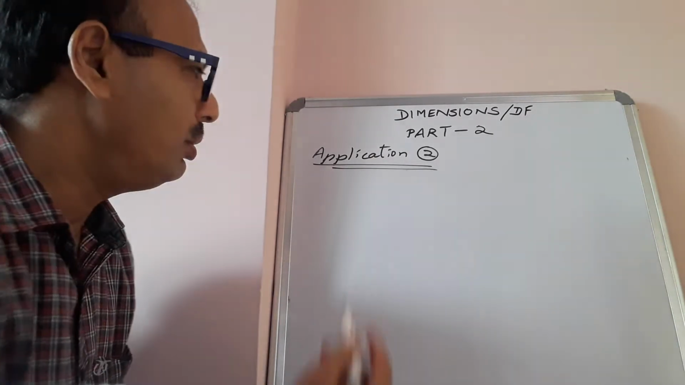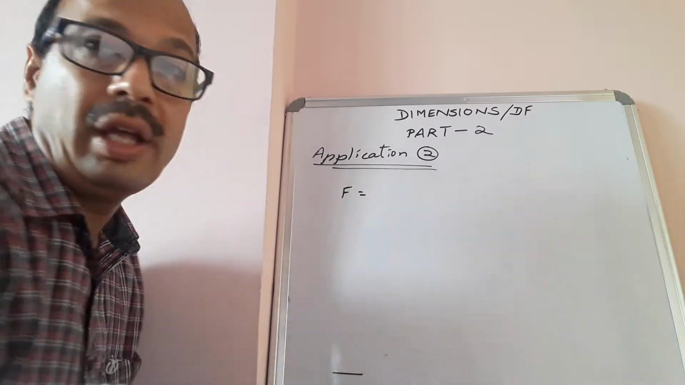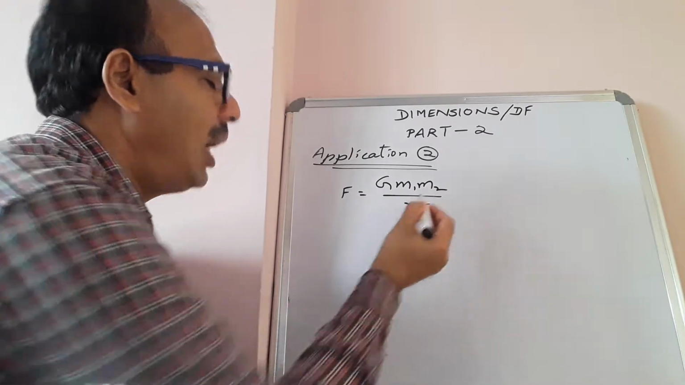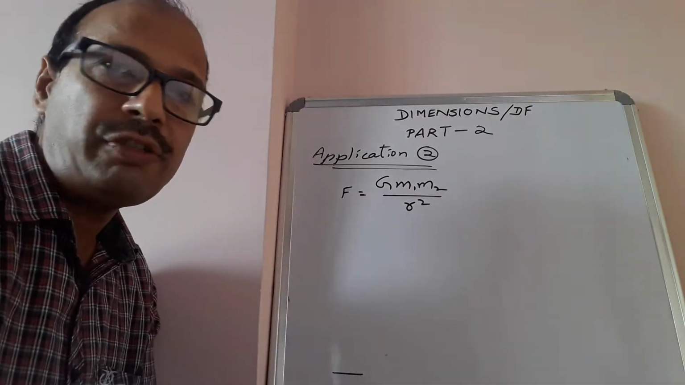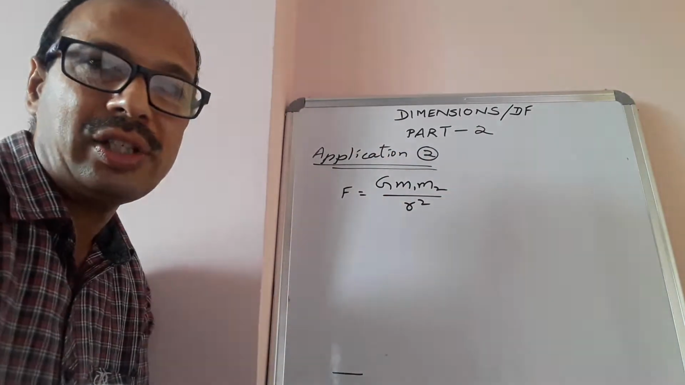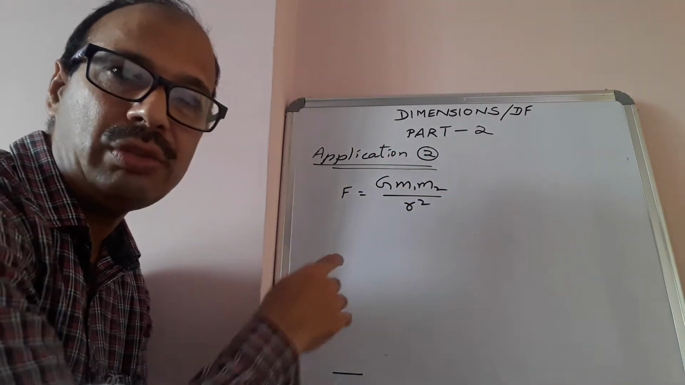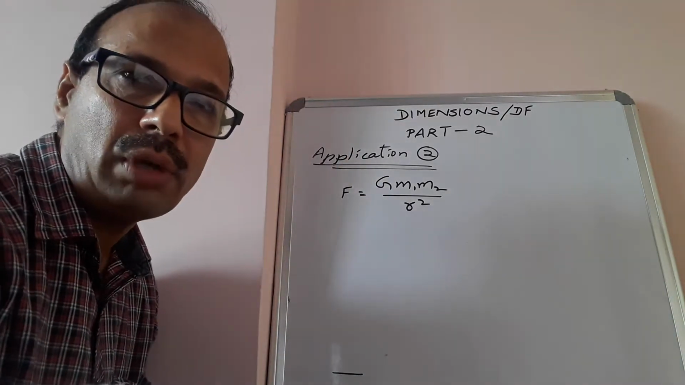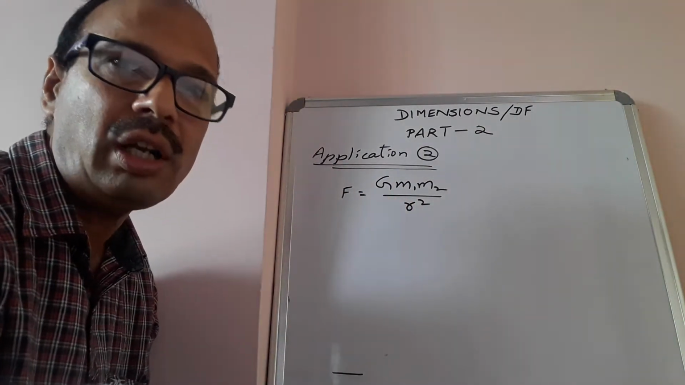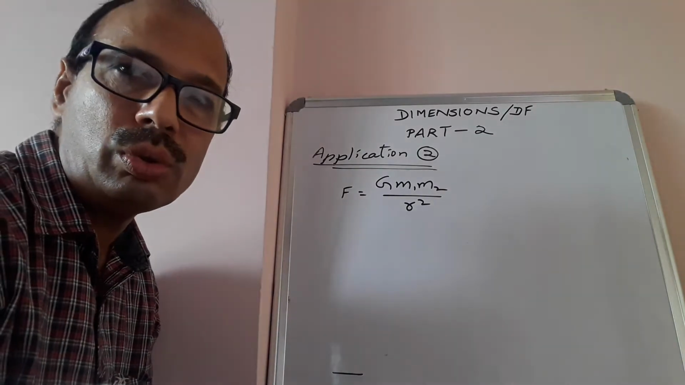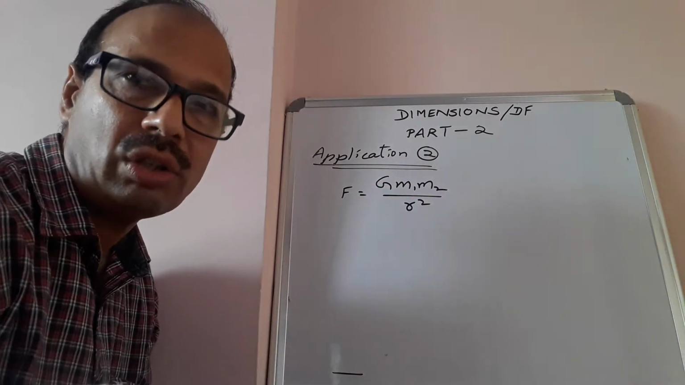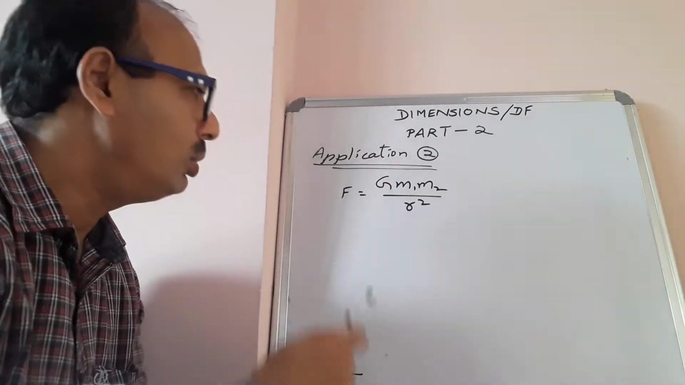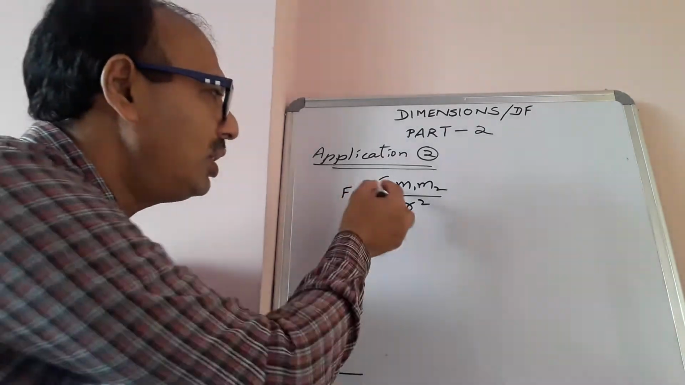For example, you see F is equal to capital G m1 m2 by r square. This is the formula for force between two masses placed at a distance r, that you will learn in another chapter, and those who know can understand this formula. And here G is the physical constant, and if you want to know the dimensions of that physical constant, then we can use this dimensional formula method.